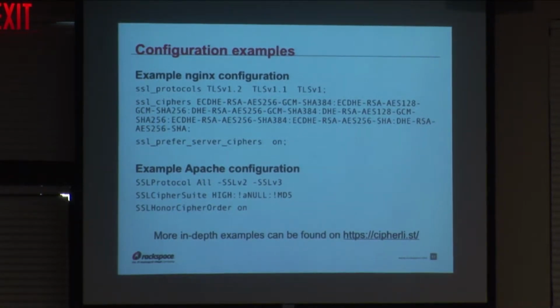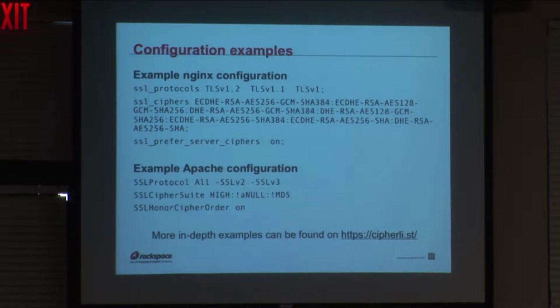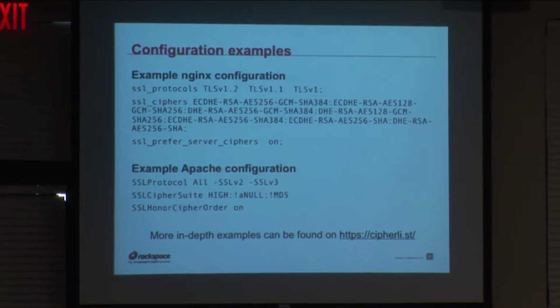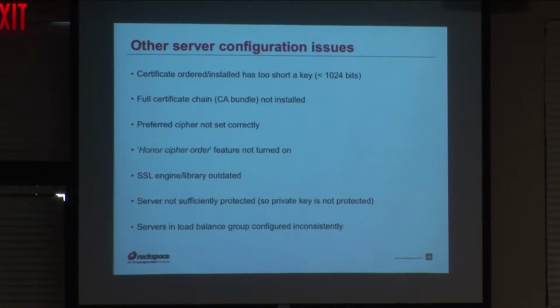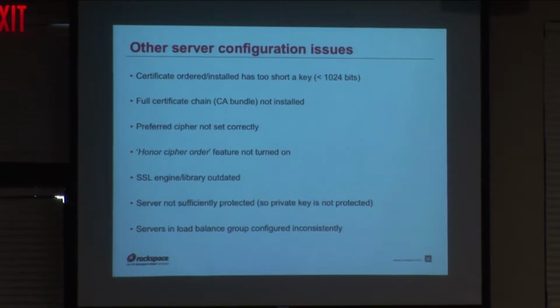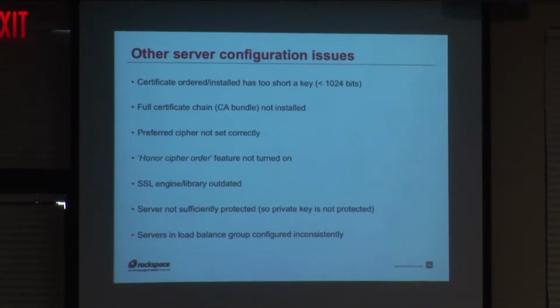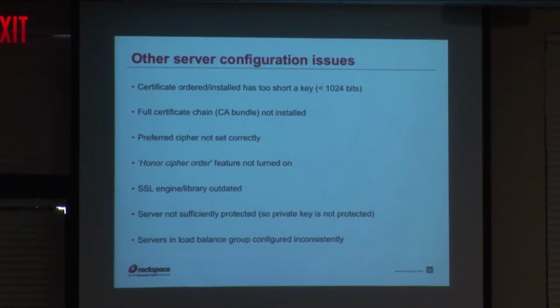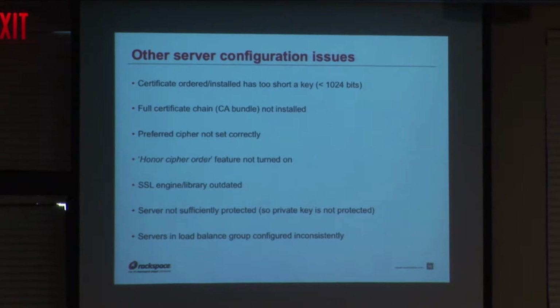There's more in-depth examples of this, and I'll get to this in a bit, but there's a great site called Cipherli.st, and they have configurations for lots of different things. So yeah, this is kind of just hammering it home. You can get a lot of things wrong, right? So CA bundles, ciphers, the honor cipher order is worth mentioning.